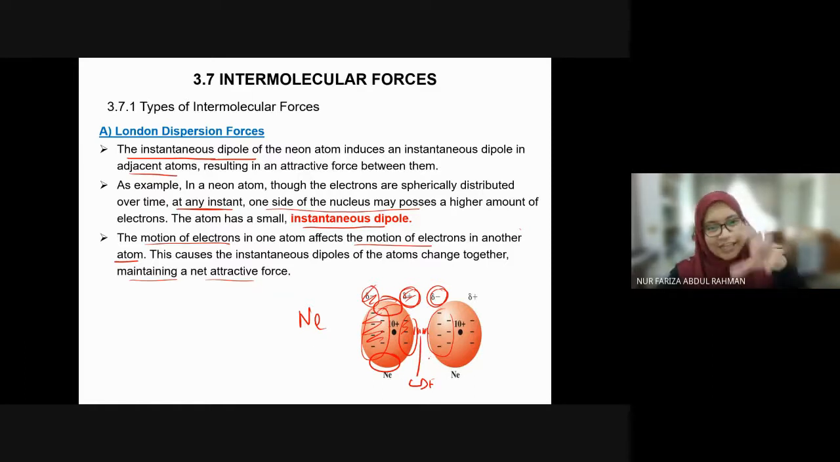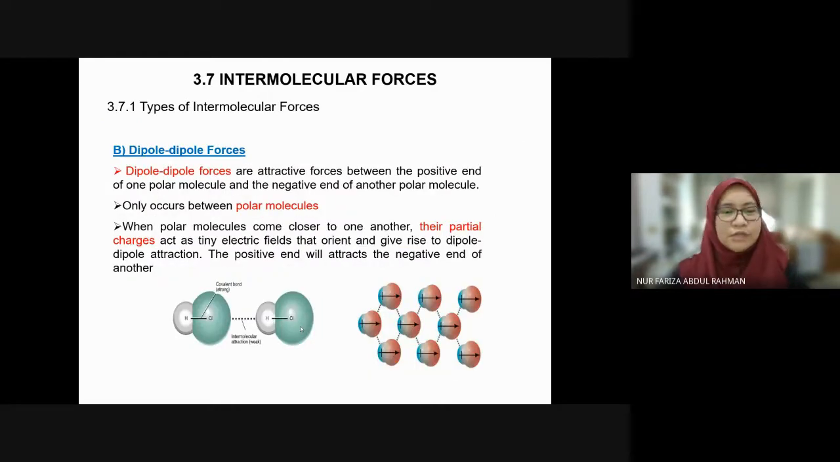So we know that electron, in fact we do not know the exact location of the electron kan, tapi kita tahu dia always on the move. Okay, dia selalu dia tidak berada di satu tempat. So sometimes dia berada banyak dekat this side and this side kurang, wujudlah slightly positive, slightly negative. That is what we call instantaneous dipole. It happened at that time only. Okay? Alright, faham? Anything related to London dispersion before we proceed to dipole forces, guys?